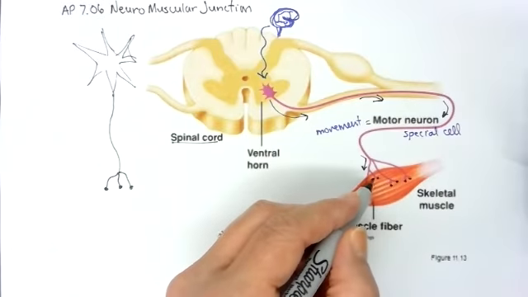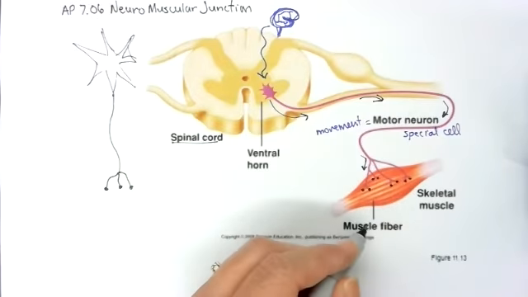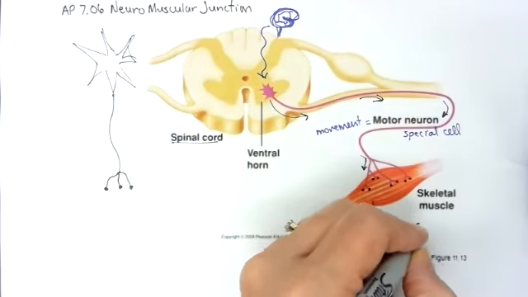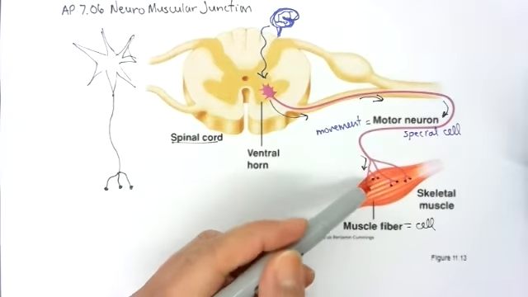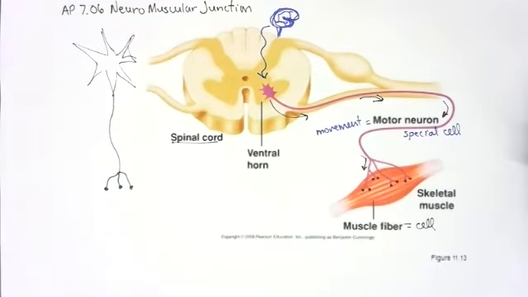Each one of these knobs is attached to a different skeletal muscle fiber, and remember, a muscle fiber is a muscle cell. So this one motor neuron can fire, in this case, we're counting 1, 2, 3, 4, 5, 6, 7, 8, actually up to maybe 50 to 100 muscle fibers.